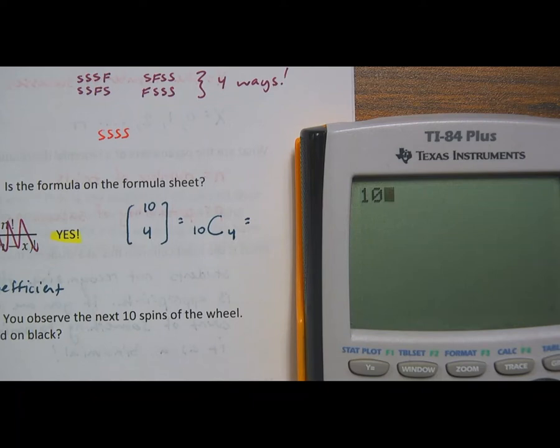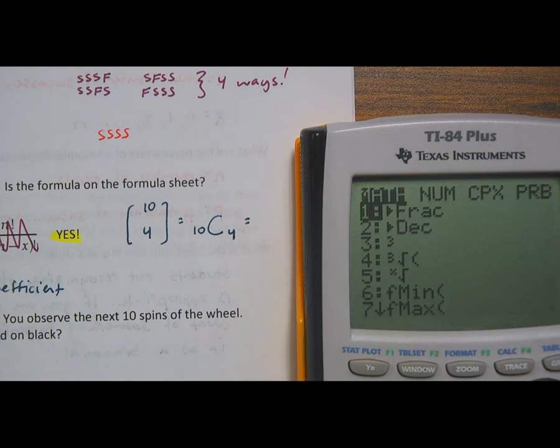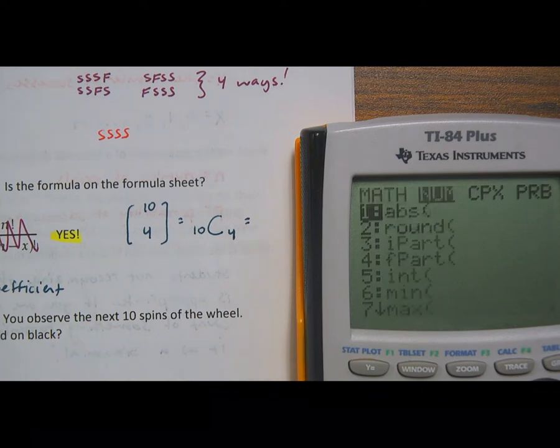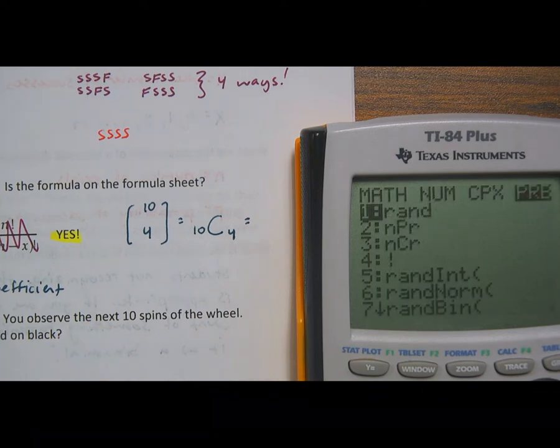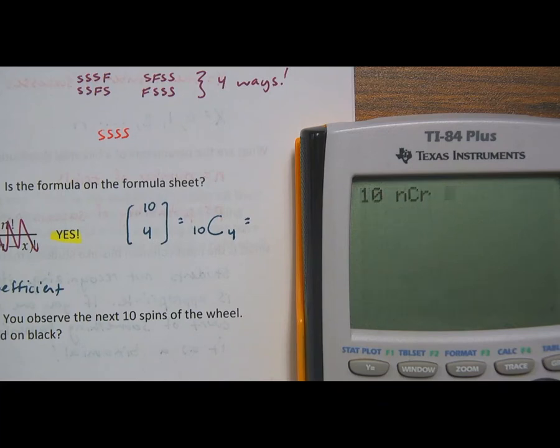Hit math, and go over to the probability menu. It's option 3, nCr. It's not a permutation, it's a combination. Then you have to type in the 4. So on these old calculators, you type in the front number, and then that cluster right there is like the C, and then the 4. And hit enter. Aren't you glad we didn't have to make a list?